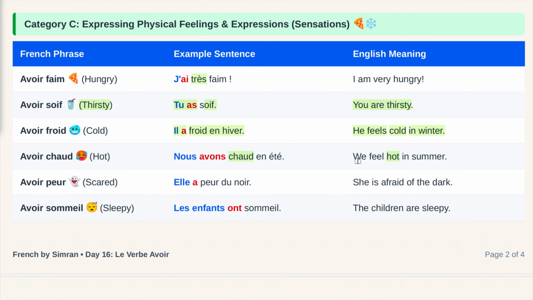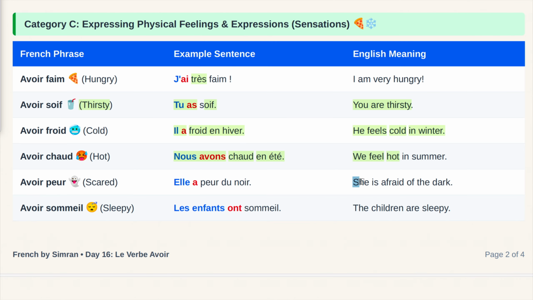So we feel. What we use in avoir with we is nous avons. So it is nous avons chaud en été. Été means summers. En été, E-N-E-T-E. En été, été means summers, and hiver means winters.